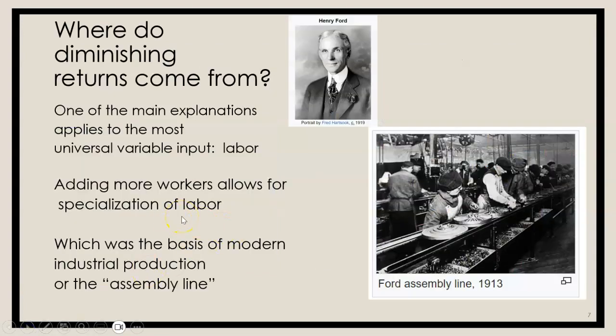So where do diminishing returns come from? Well, the Subway sandwich shop demonstrates one of the most important areas that causes diminishing returns, especially regarding labor. Adding more workers allows for specialization of labor, which is one of the bases for the modern assembly line. But at a certain point, if you keep trying to add more and more people to the assembly line to that fixed input, they're not going to contribute as much.